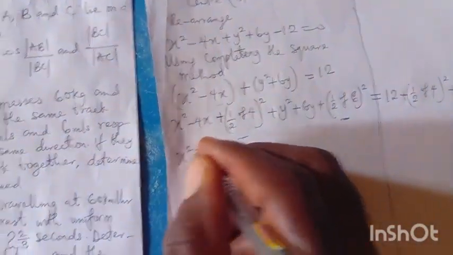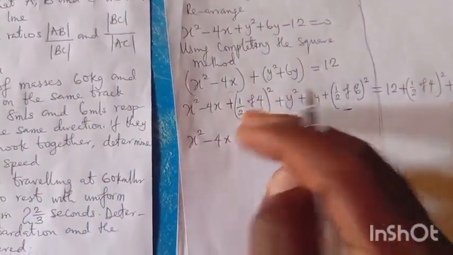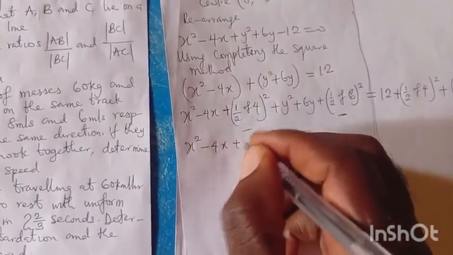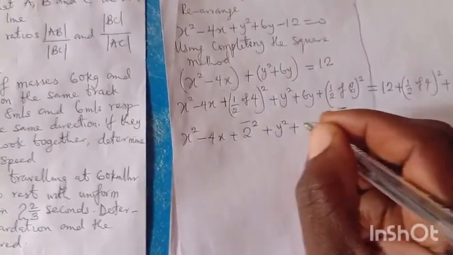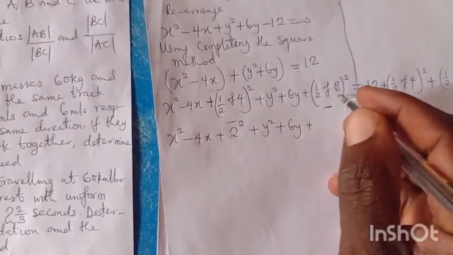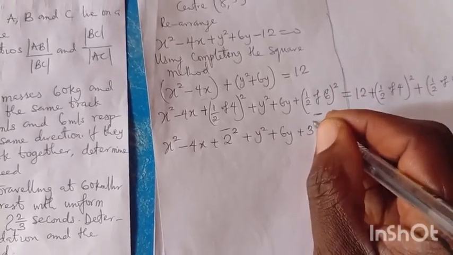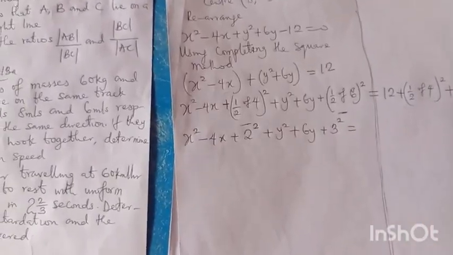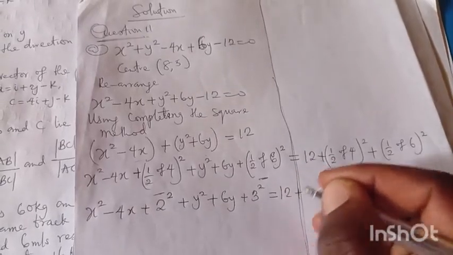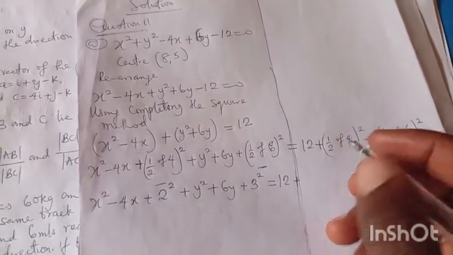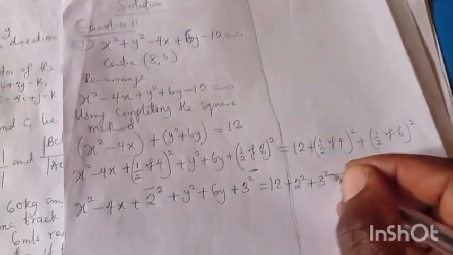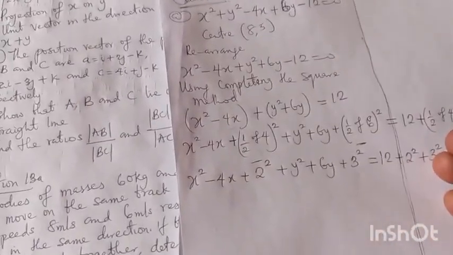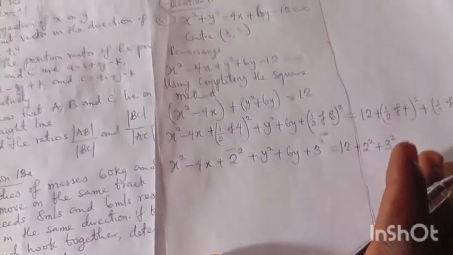So I'm having x squared minus 4x. Half of 4 is 2. So that is plus 2 square. Same thing, y square plus 6y plus half of 6 is 3. So 3 square equals 12 plus half of 4 is 2, 2 square, plus half of 6 is 3, 3 square. I believe you are following like that. I don't want to rush because some people say that at times our explanation is a little bit faster. So let me calm down.